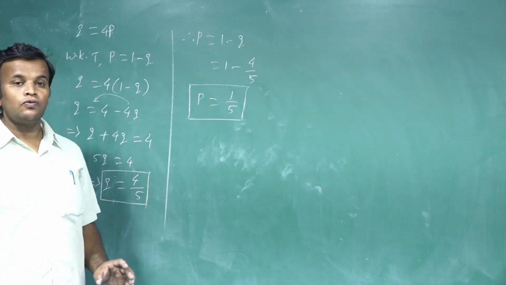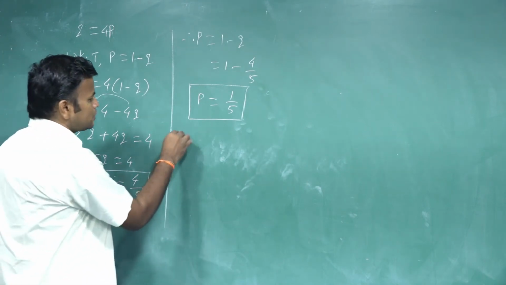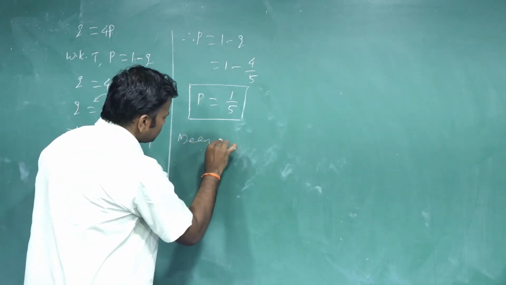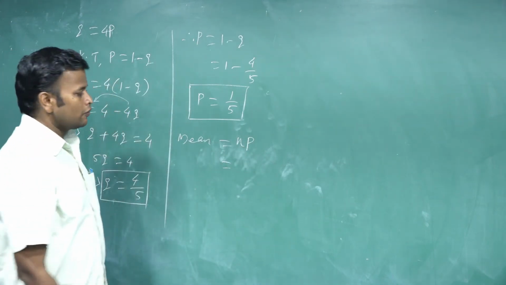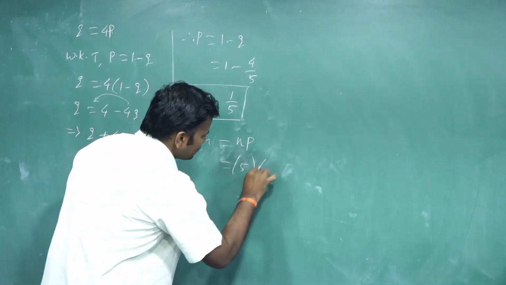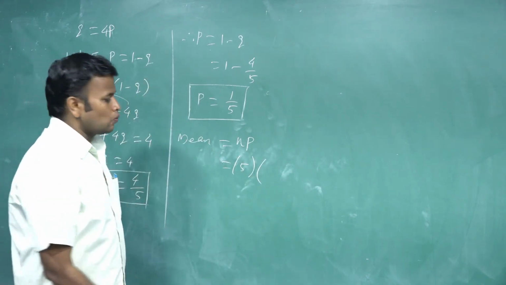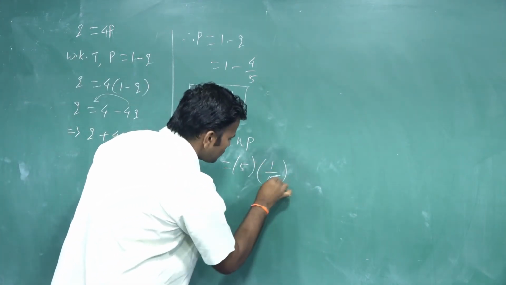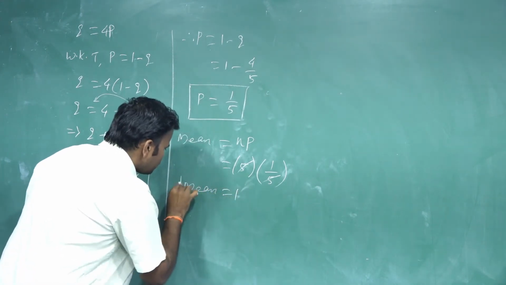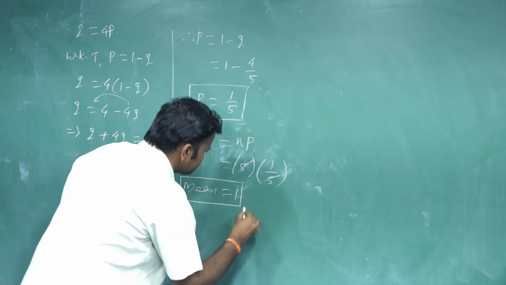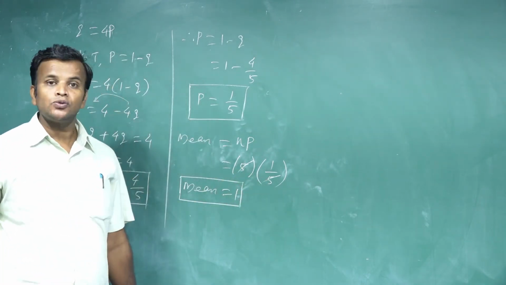Our question is to find the mean and variance. So first, to find the mean. The formula for mean is n into P, NP. The value of n is 5, and the value of P is 1 by 5. Both are cancelled. So the value of the mean is 1.